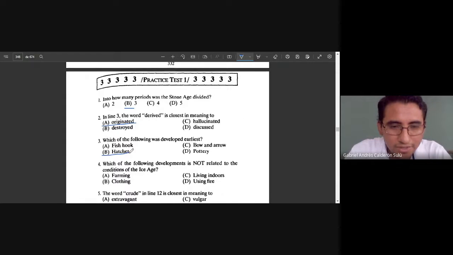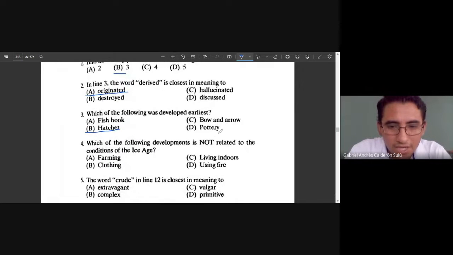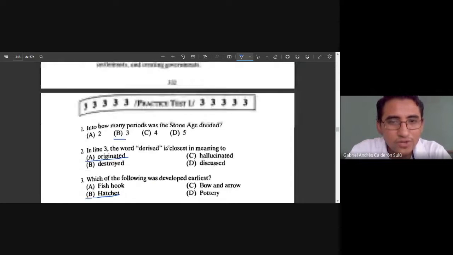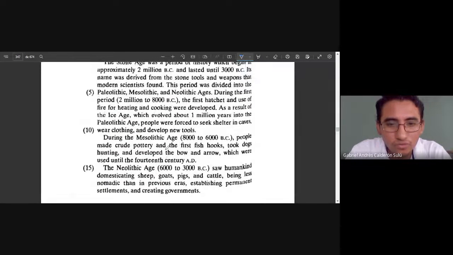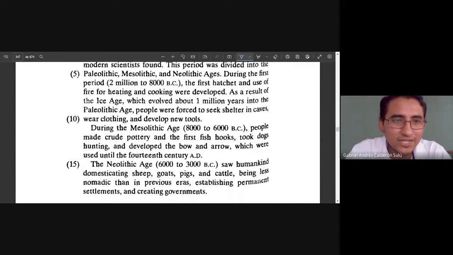The next question is, which of the following is not, careful with the "not", related to the condition of the ice age? So we have to look for one element that is not about the ice age. So what you're going to do is focus on the ice age part. Scan the ice age paragraph, the ice age part.